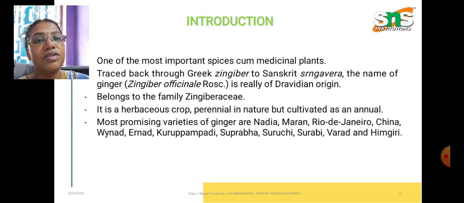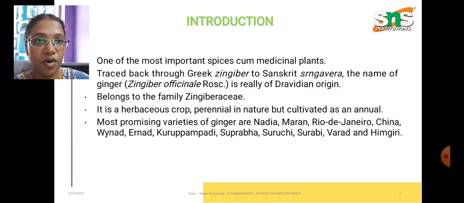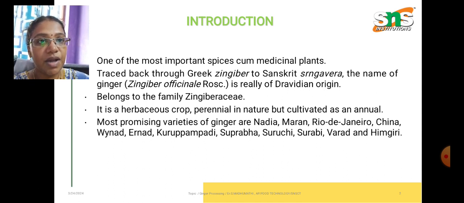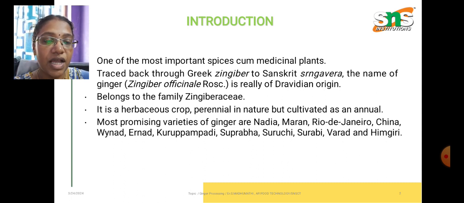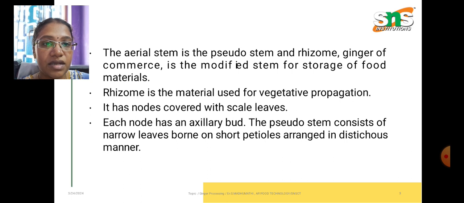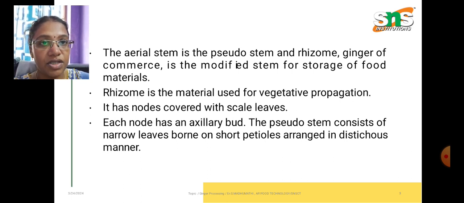So, ginger. As we all know, it is one of the most important spice cum medicinal plants, and it is traced back through Greek gingerbread to Sanskrit Gingiva, the name of the ginger. It is really of Dravidian origin, and this belongs to the family Zingiberaceae. Most varieties of ginger are Nadia, Maran, China, Vayanad, Kurumpadi, Suruchi, and so on. So this is just a brief introduction about ginger.